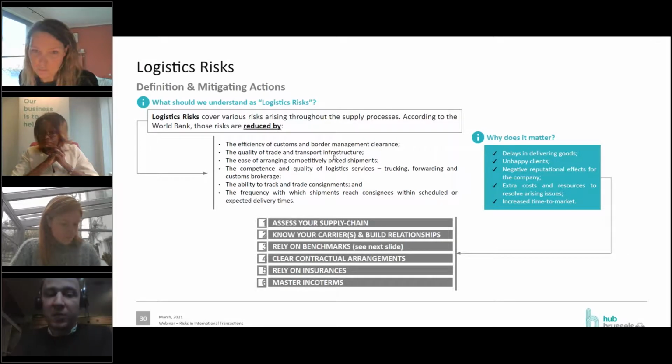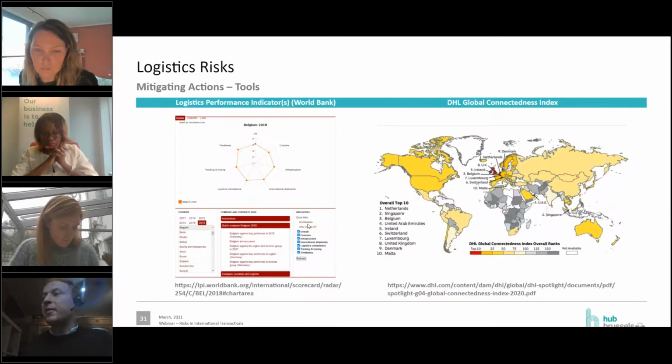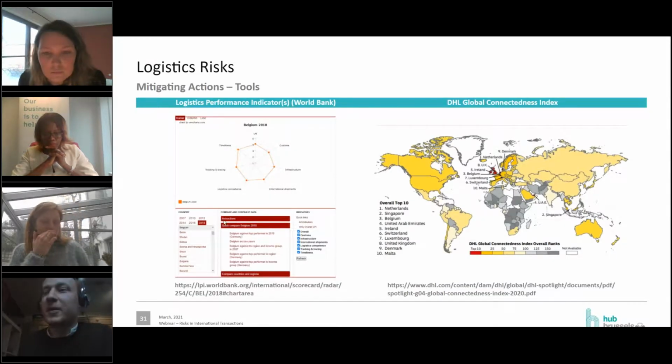Don't hesitate to ask for quotes, don't hesitate to compare them and to compare the services, etc. Rely on benchmarks. I will present some of those on the next slide. Ensure clear contractual arrangements between you and your 3PL, rely on insurances and master Incoterms. So I suggest to present two interesting benchmarks we use quite often.